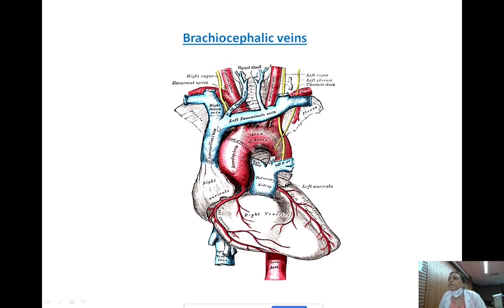And at the level of the first costal cartilage, that is just behind the first costal cartilage, the right brachiocephalic vein, which is very short, you can see that the length of the right brachiocephalic vein is half of that of the left brachiocephalic vein, but they meet together. The right brachiocephalic vein runs vertically and the left brachiocephalic vein comes obliquely, and they join together behind the first costal cartilage and form the superior vena cava. Okay, so that is the right and left. They also don't have any valves.